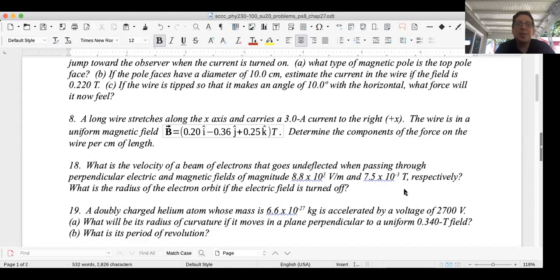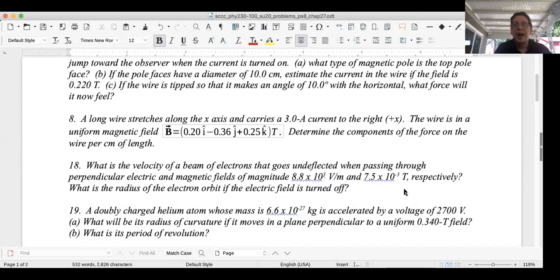That brings us to problem number 18. What is the velocity of a beam of electrons that goes undeflected when passing through perpendicular electric and magnetic fields of 8.8 times 10 to the 3 volts per meter and 7.5 times 10 to the negative 3 Tesla, respectively? So the net force is 0. Remember, an electric field exerts a force whether the charges are moving or not. And the magnetic field exerts a force on moving charges.